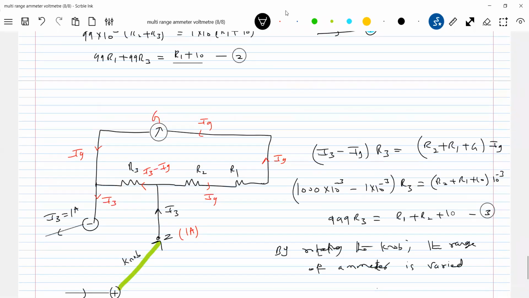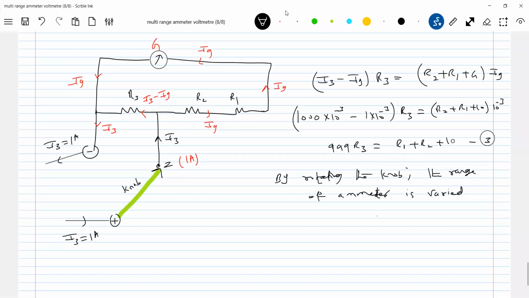Okay, no? So this is about the values. So you do calculate later on. Just substituting R1, R2, R3 values, no? Calculating, we'll get the multi-range ammeter.